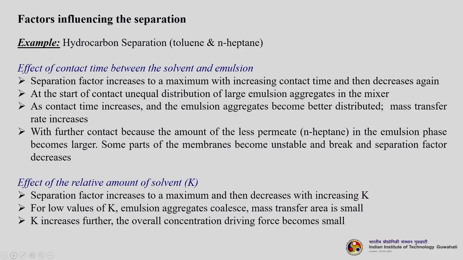So separation factor increases to a maximum with increasing contact time and then decreases again. At the start of contact, there is unequal distribution of large emulsion aggregates in the mixture. As contact time increases and the emulsion aggregates become better distributed, mass transfer rate increases. With further contact, because the amount of the less permeate N-heptane in the emulsion phase becomes larger, some parts of the membrane become unstable and break, and separation factor decreases.